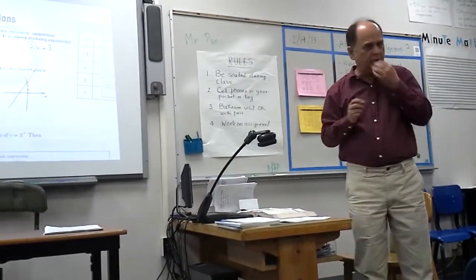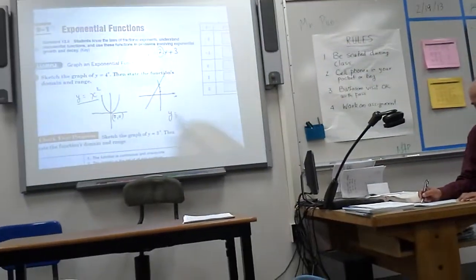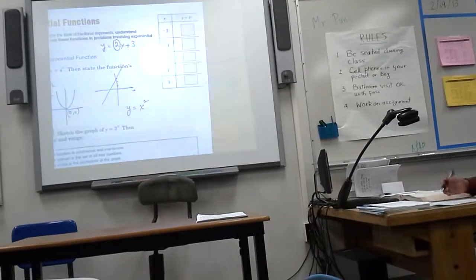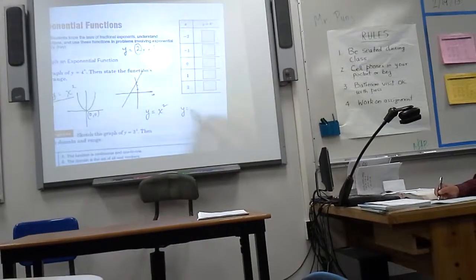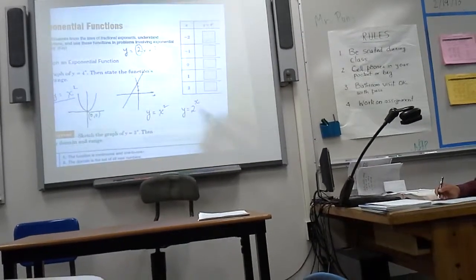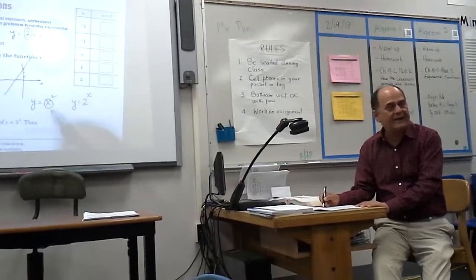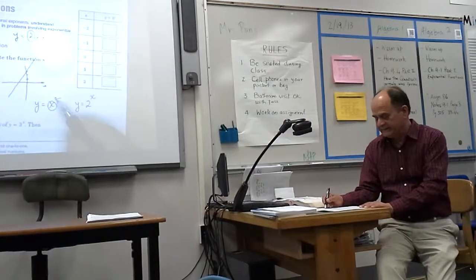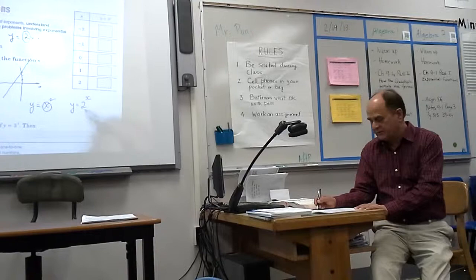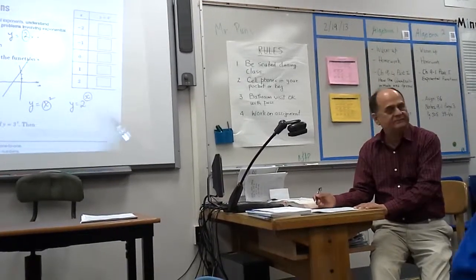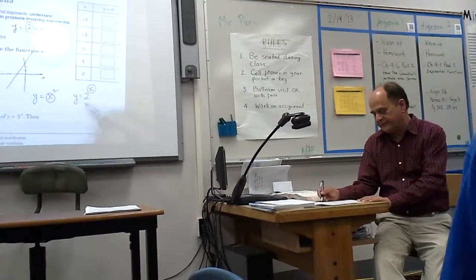Okay, so let me do a comparison between the parabola, which is say y equals x squared, and an exponential function, which I'm introducing now, which says y equals 2 to the power of x. You notice the difference between these two? The variable here is the base, x. In an exponential function, the base is constant, but the variable is the exponent. So how does this function behave?